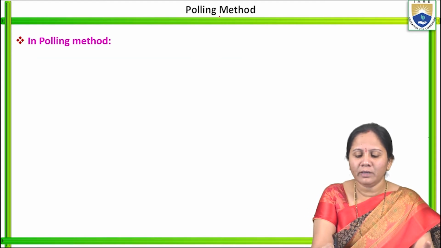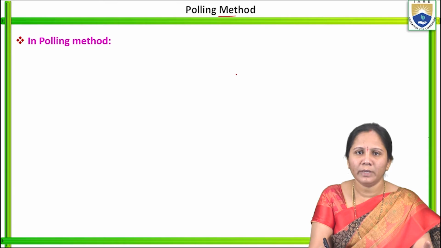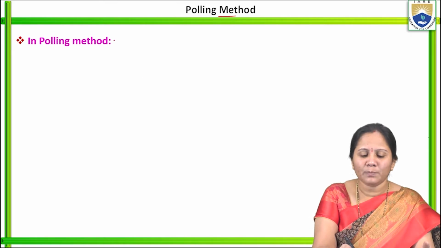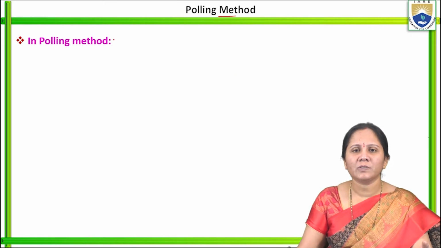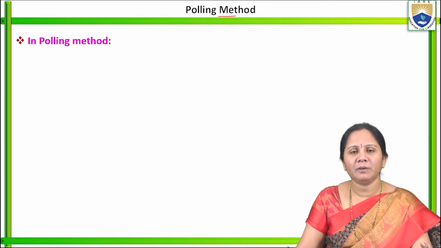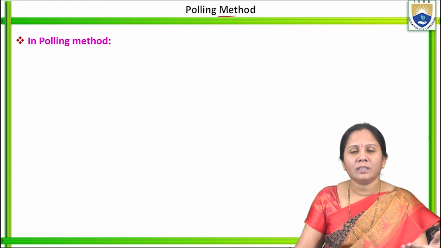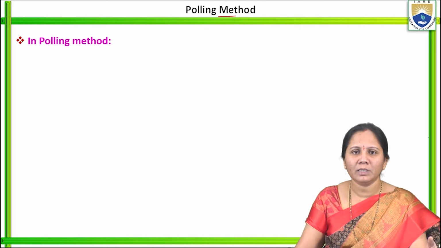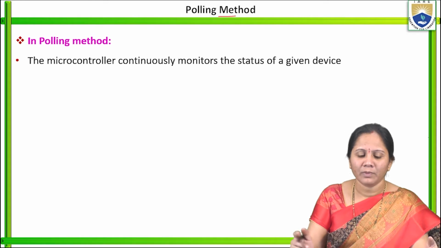The first method is the polling method. How does data transfer happen in the polling method? Out of the polling method and the interrupt method, since there is a small drawback in the polling method, the interrupt method is preferred. So we will see what the polling method is, and then we will understand the drawback in that polling method.